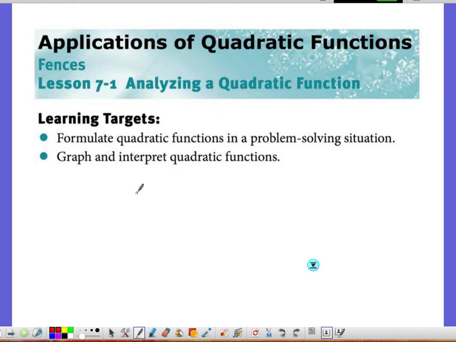Hello, this video is on lesson 7-1 where we talk about quadratic functions. Learning targets here are to formulate quadratic functions in a problem-solving situation and to graph and interpret quadratic functions. This lesson begins on page 103.